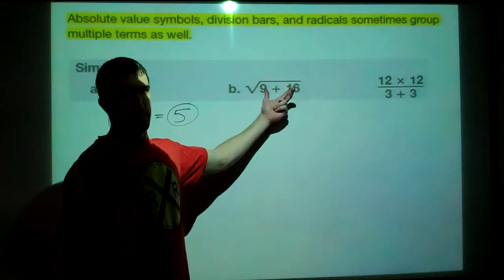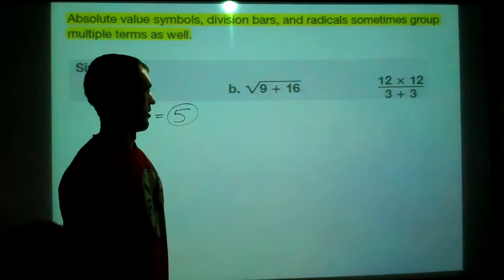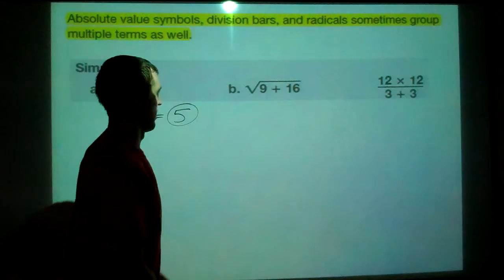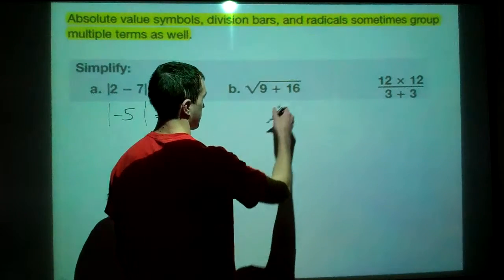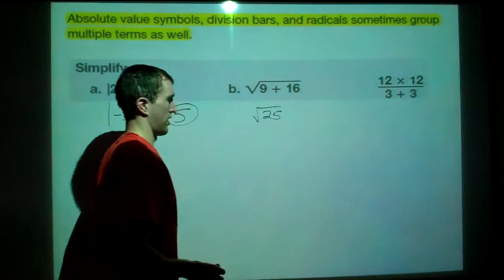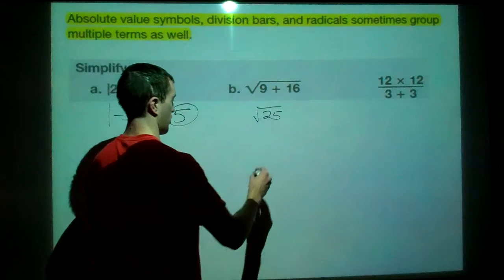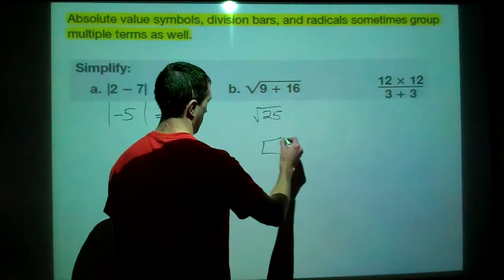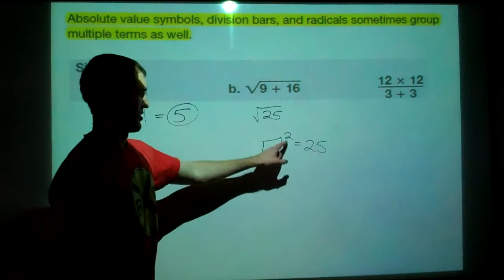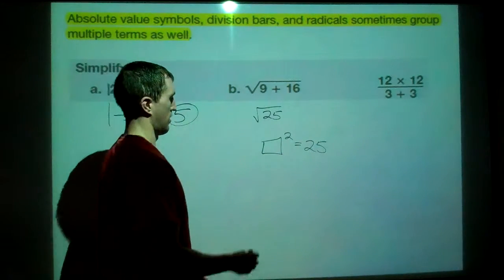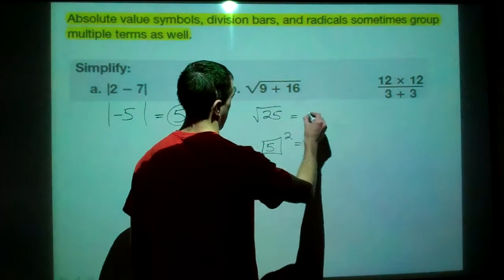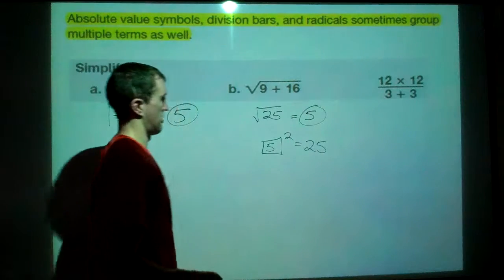Letter B, we want to add these two before we take our square root, also called radical. So 9 plus 16 is 25. And then we get the square root of 25, which basically says, what to the second power gives us 25? Well, we know that this is 5. 5 times 5 is 25, and we get 5 right there.